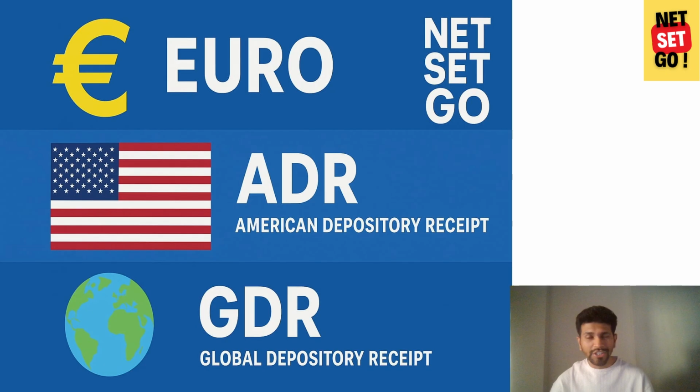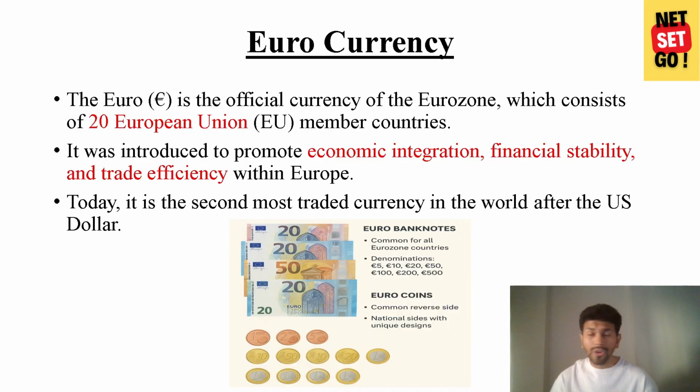Hello and welcome. In this video, we are going to discuss euro currency and depository receipts such as ADR and GDR. The learning objective is to know how countries trade, invest and raise funds globally. So this video will be divided into two parts, euro currency and depository receipts. In euro currency, we will learn what euro currency is, how it works, and what the benefits and challenges are. And in depository receipts, we will learn how companies raise funds from foreign markets and the difference between ADR and GDR. So let's start with the topic euro currency.